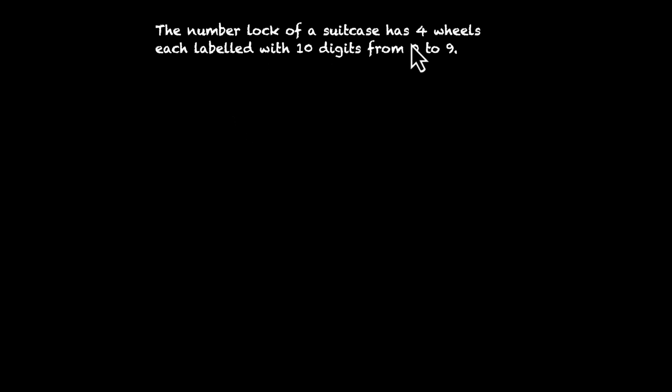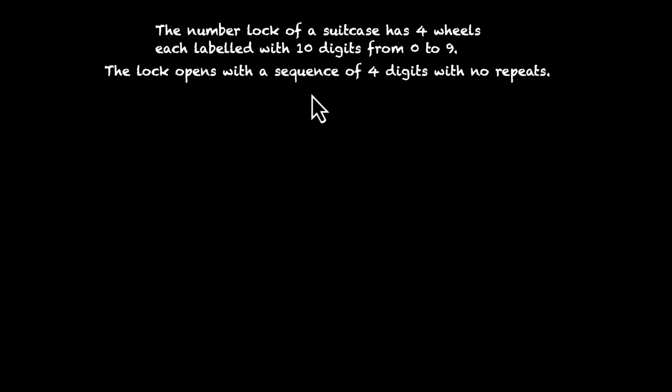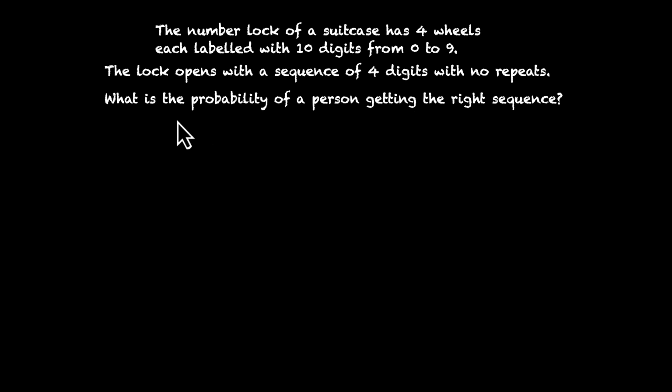The number lock of a suitcase has 4 wheels, each labeled with 10 digits from 0 to 9. The lock opens with a sequence of 4 digits with no repeats, which means there's one particular sequence of 4 digits that works. What is the probability of a person getting that right sequence? Pause the video, try this out.